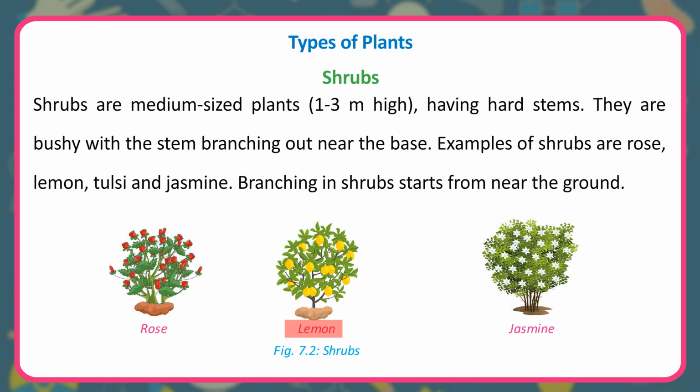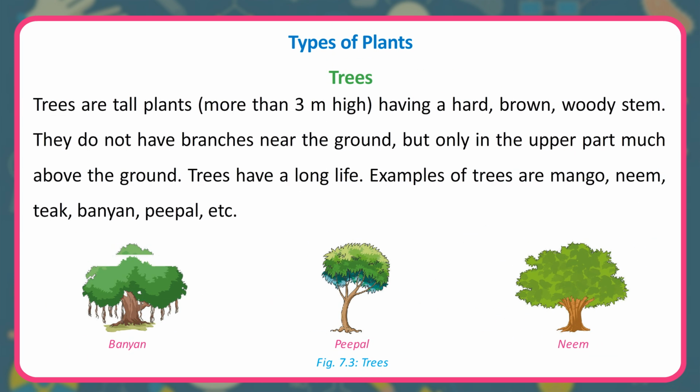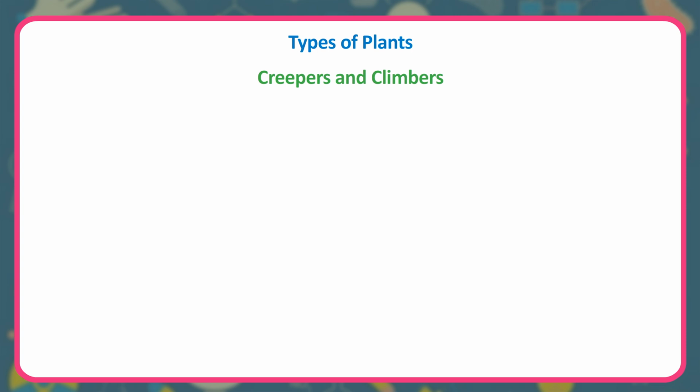Rose, lemon, jasmine. Trees. Trees are tall plants, more than 3 m high, having a hard, brown, woody stem. They do not have branches near the ground, but only in the upper part much above the ground. Trees have a long life. Examples of trees are mango, neem, teak, banyan, peepal, etc. Banyan, peepal, neem.